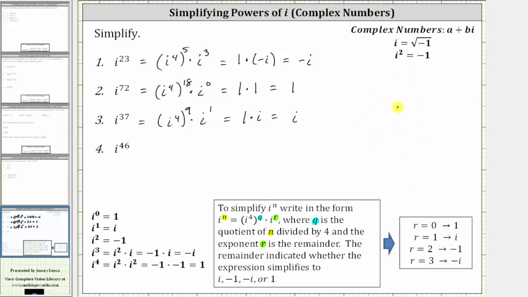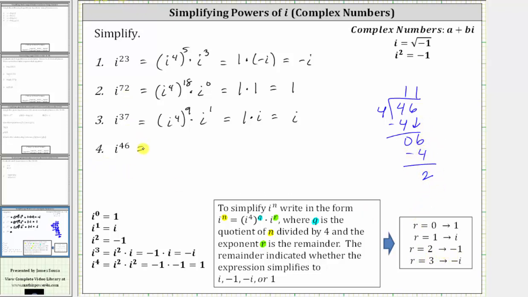And for our last example, we have i raised to the power of 46. We divide 46 by 4. There's 1, 4, and 4. We subtract, bring down the 6. There's 1, 4, and 6. 1 times 4 is 4. We subtract, the remainder is 2. Because the remainder is 2, we know the result is going to be negative 1, but again, let's show some work.